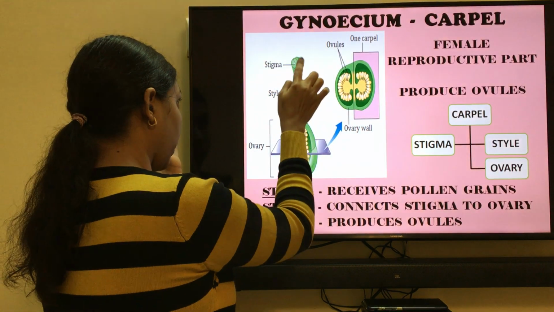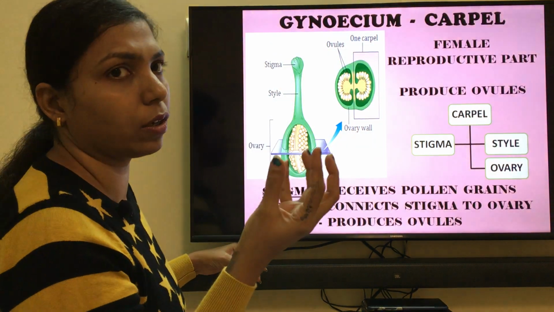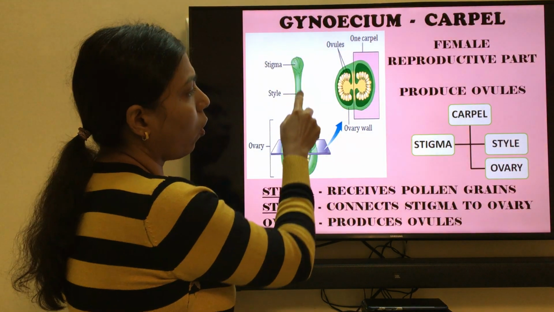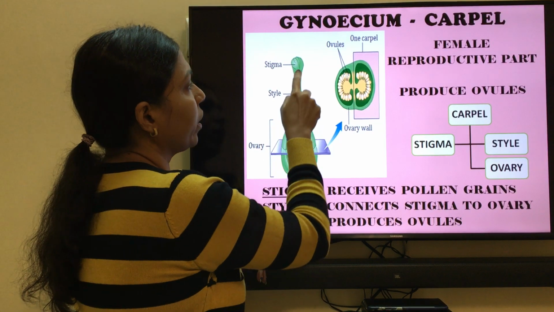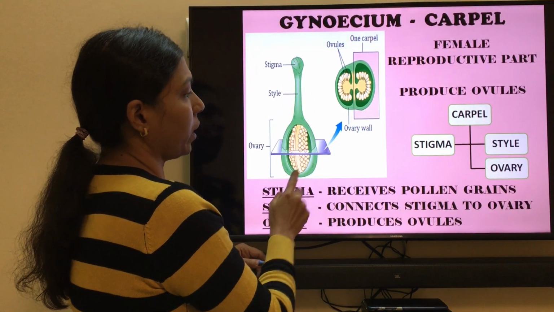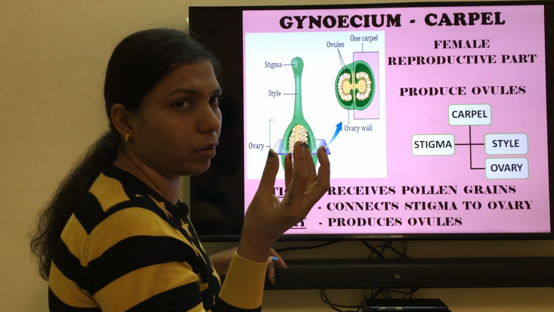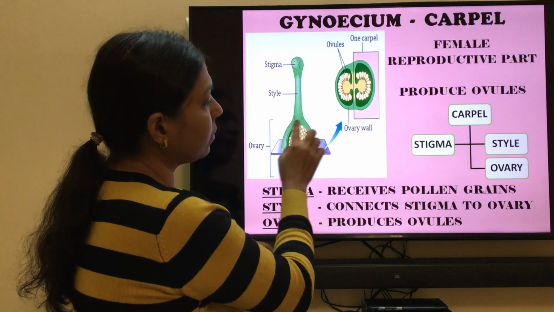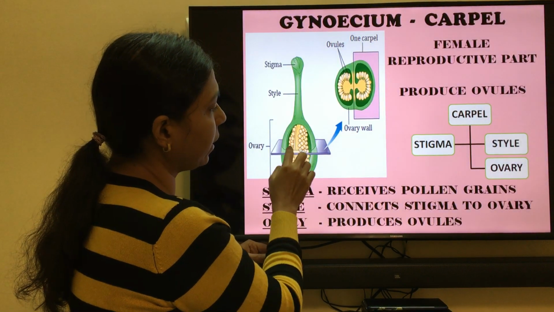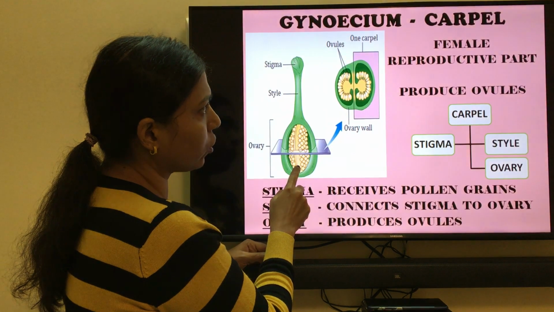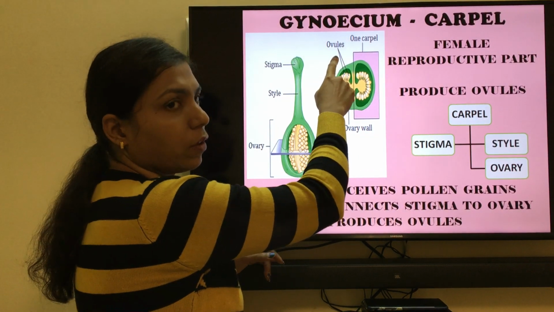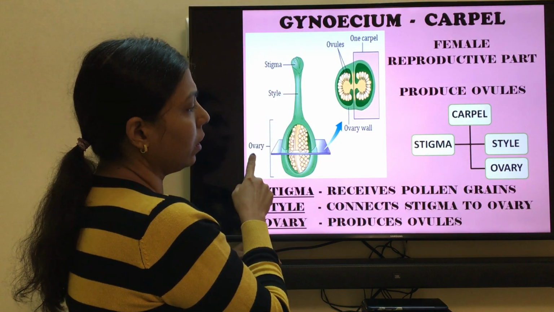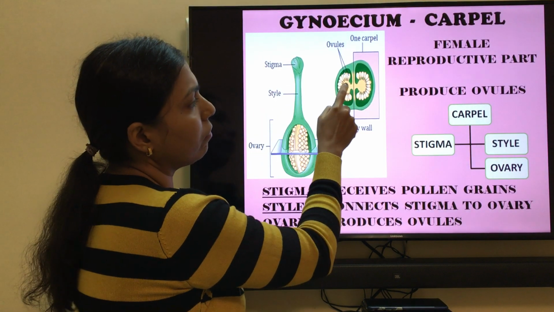The stigma, which is over here, is a very sticky part of the carpel. Then you have a style. The style is a long hollow tube-like structure which connects the stigma to the ovary. The ovary is a fat, slightly bulging part of the carpel, and inside the ovary you have many tiny egg-like structures. These egg-like structures are called the ovules. So your carpel is made up of stigma, style, and ovary, and inside the ovary you have ovules.